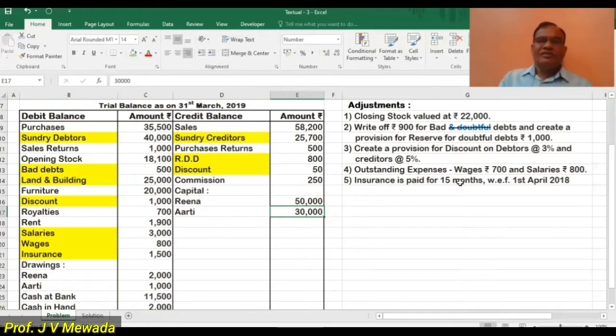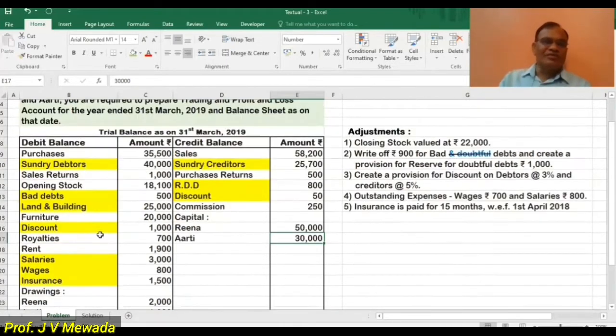Now, as per our adjustments, we are going to put a tick mark on the debtors. It is to appear on the asset side in the formula. Bad debts, that is also in the formula. Land and building, asset side, we are going to write in the inner column. Discount formula we are going to write in profit and loss. Salaries we are supposed to write in the inner column. So we'll put a tick mark on the salaries, wages, insurance on the debit side. So these are the items which we have to write in the inner column.